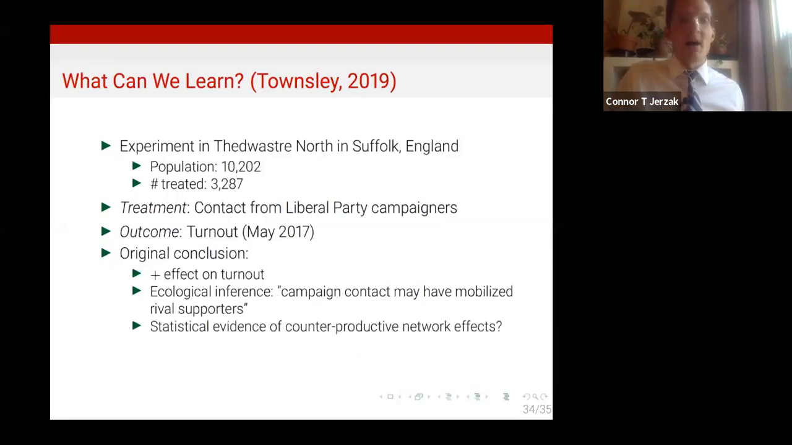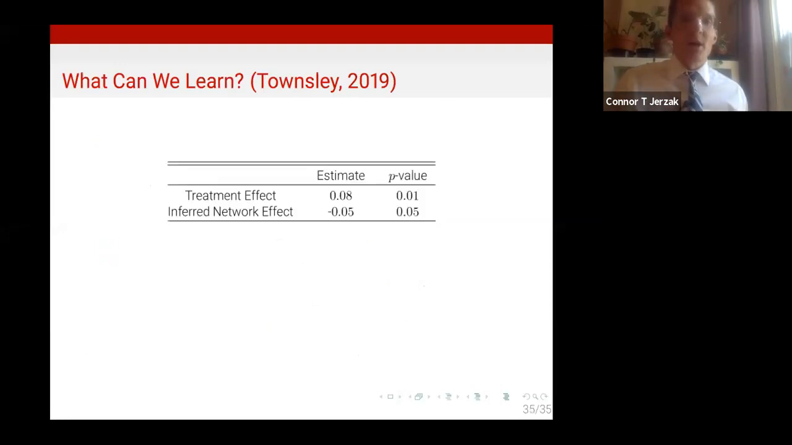And what we'll ask now is whether we can use this approach to arrive at any evidence for counterproductive network effects. That is the question that we'll ask. And the answer here, I think, is possibly. So the treatment effect, again, is positive.